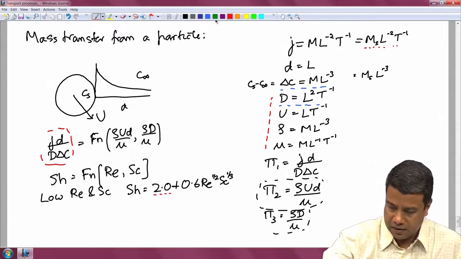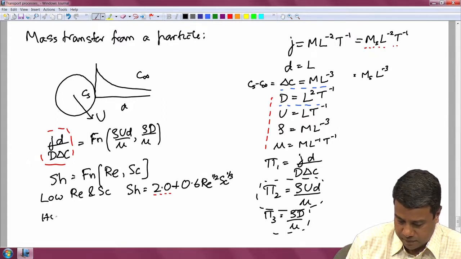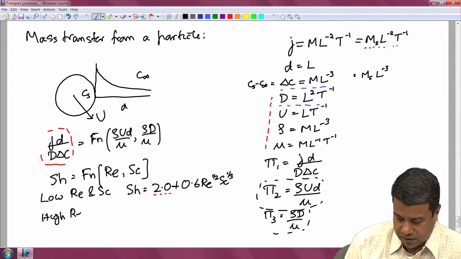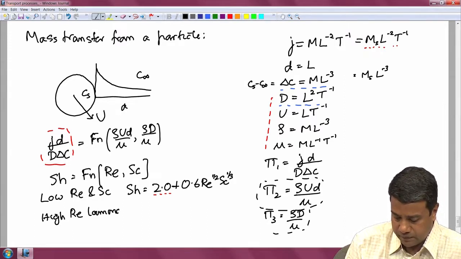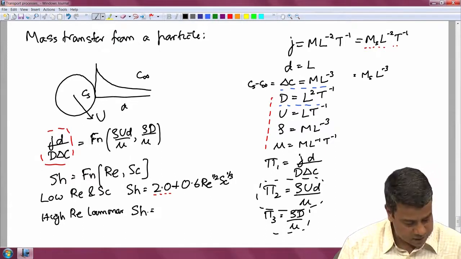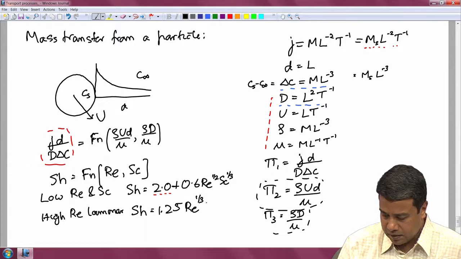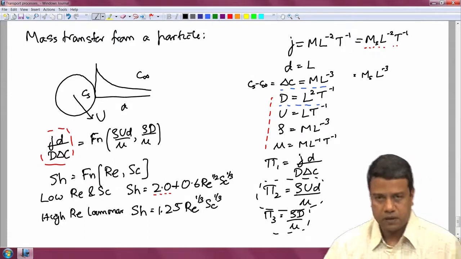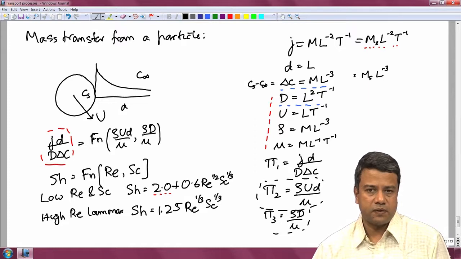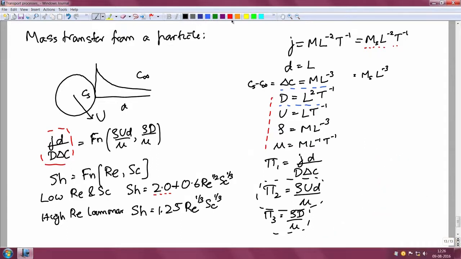At high Reynolds number, for laminar flow, the Sherwood number is written as 1.25 Re to the 1/3, Sc to the 1/3. So, these are the kinds of correlations that you have between these non-dimensional quantities. And in this class, we will see how to derive these kinds of Sherwood number correlations for both high and low Reynolds number.